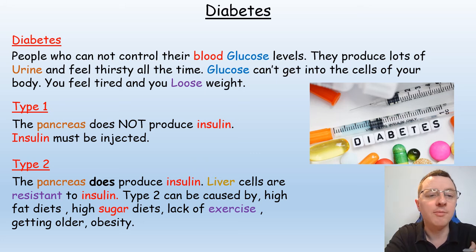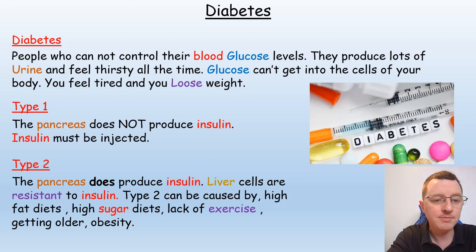So here's the answer. People who cannot control their blood glucose levels have diabetes. They produce a lot of urine, they will feel thirsty all the time, and the glucose can't get into the cells of your body, so you will feel tired because there's no respiration going on or very little, and you will lose a lot of weight.